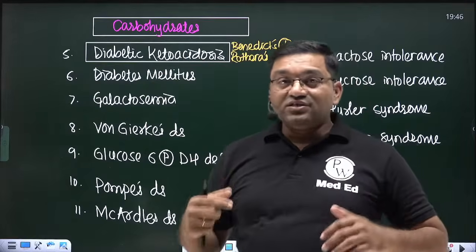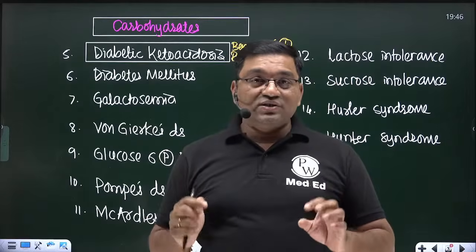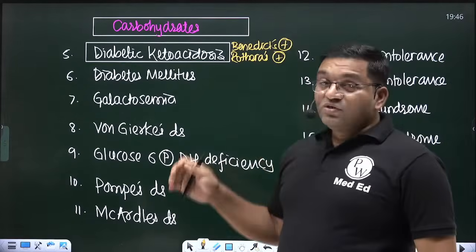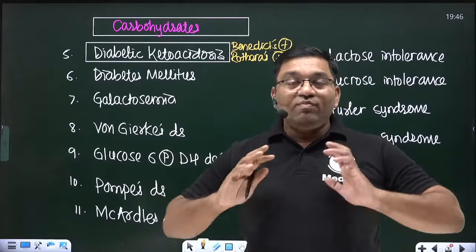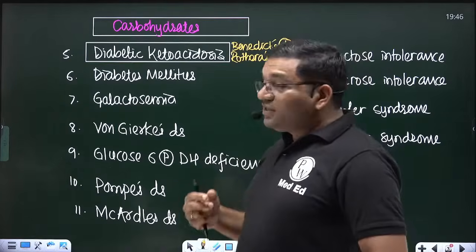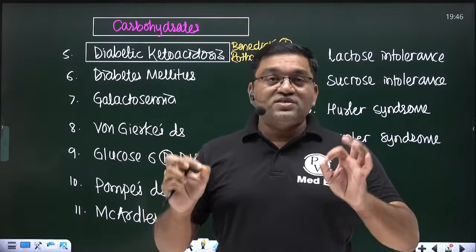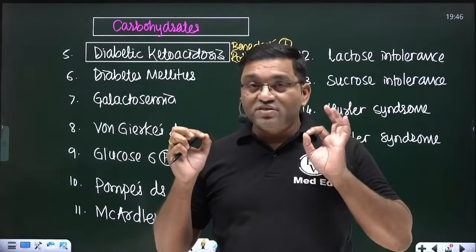And deep and rapid respiration is there, that is known as Kussmaul breathing, which is a compensatory mechanism to blow out the CO2 to compensate the metabolic acidosis. There is deep and rapid respiration, that is known as Kussmaul breathing.